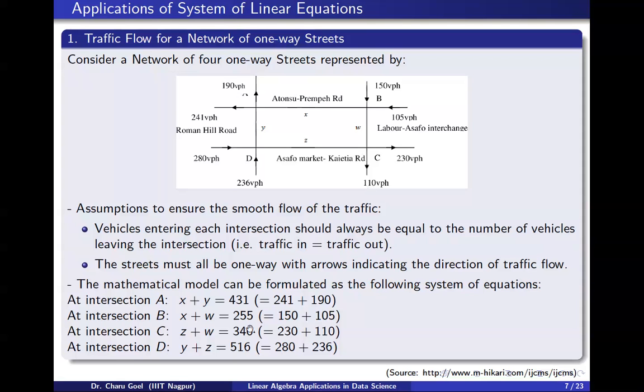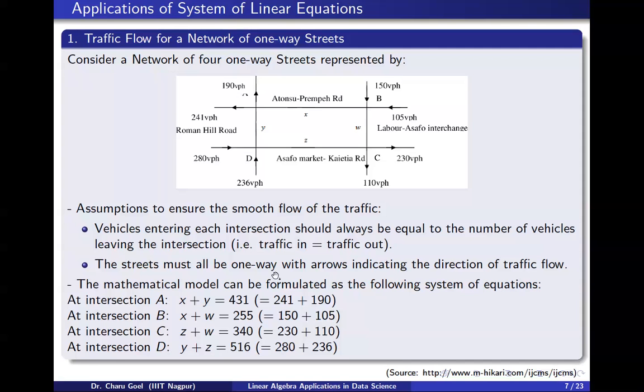So this network has been transformed to this system of linear equations. X plus Y plus 0Z plus 0W equal to 431. X plus 0Y plus 0Z plus W equal to 255. 0 times X plus 0 times Y plus Z plus W equal to 340. And 0 times X plus Y plus Z plus 0 times W equal to 560.